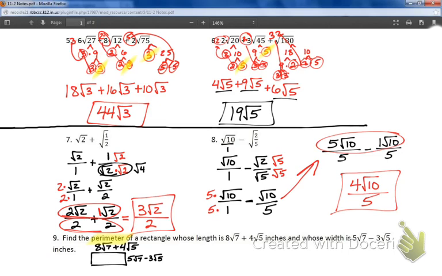At least not radicals where there might be some distributing taking place. You know how to multiply radicals, but maybe not with distributing. So let's just do this with addition and subtraction.